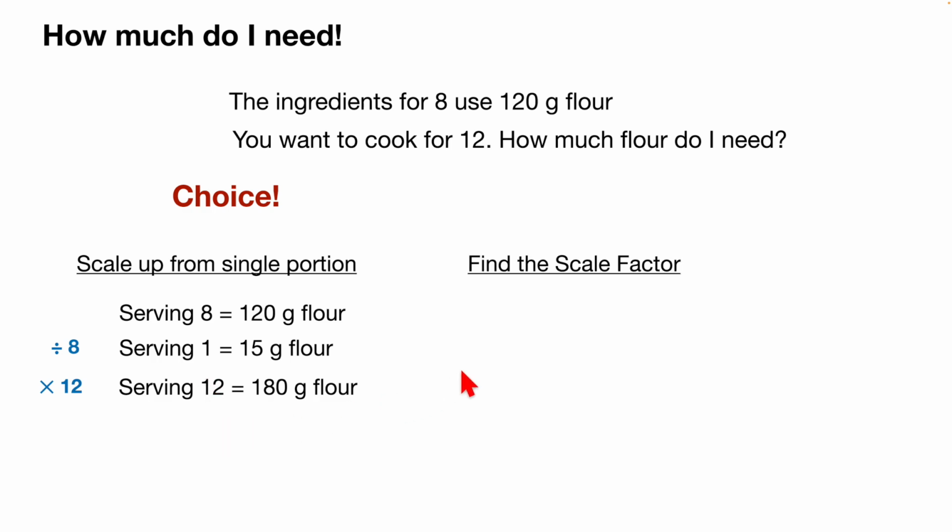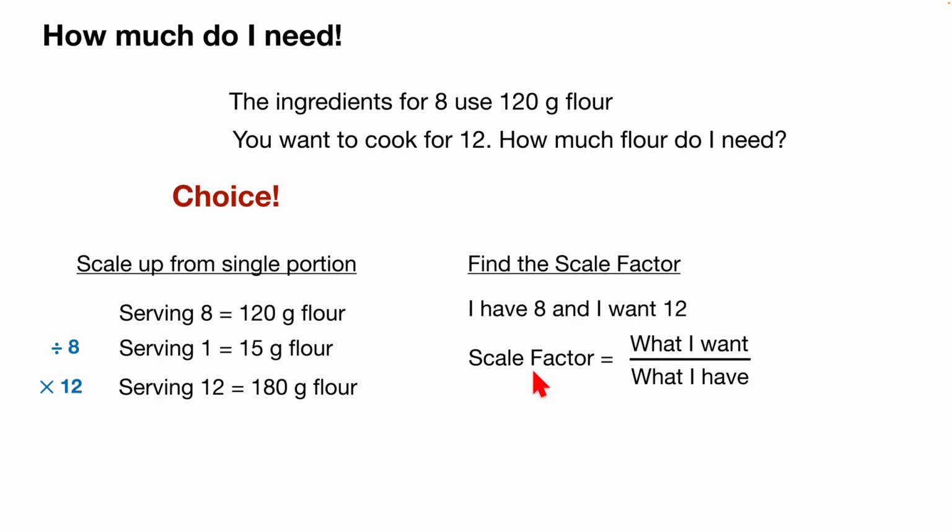The alternative is to find the scale factor. I have ingredients for 8, and I want the ingredients for 12. The scale factor is what I want over what I have. If I want 10 toys and I've got 5, I want twice as many. Here, it's I want 12, I've got 8, and that equals 1.5. So everything gets multiplied by 1.5 when we're cooking for 12. So the flour needed is 120 times 1.5 equals 180. You will be relieved to know that 180 grams of flour are required, whichever method you use.